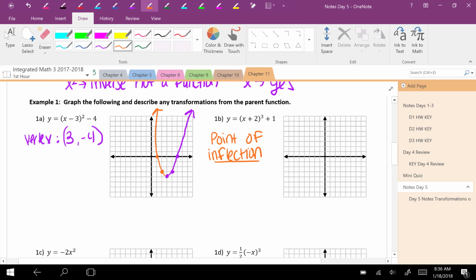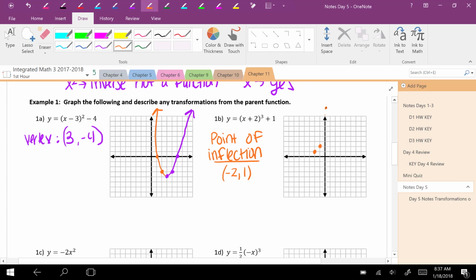What is your point of inflection for a cubic function in this situation? Good. -2, 1. So let's graph that. Now we're going to go right back to the pattern because we're in cubic. The pattern was right 1, up 1. So here we go. Right 1, up 1. Then it was right 2, up 8.